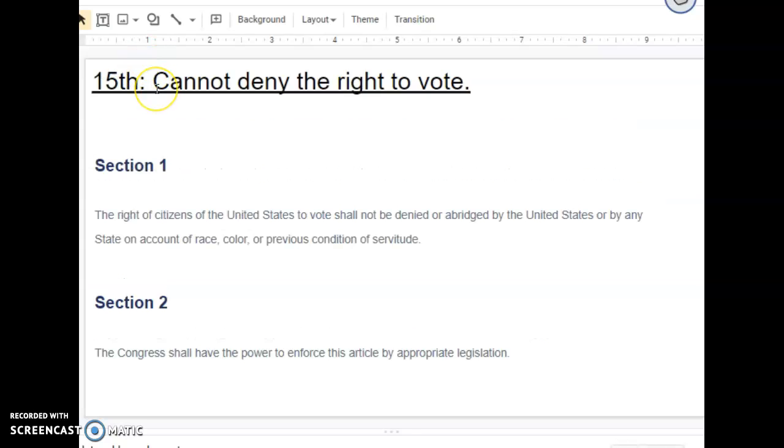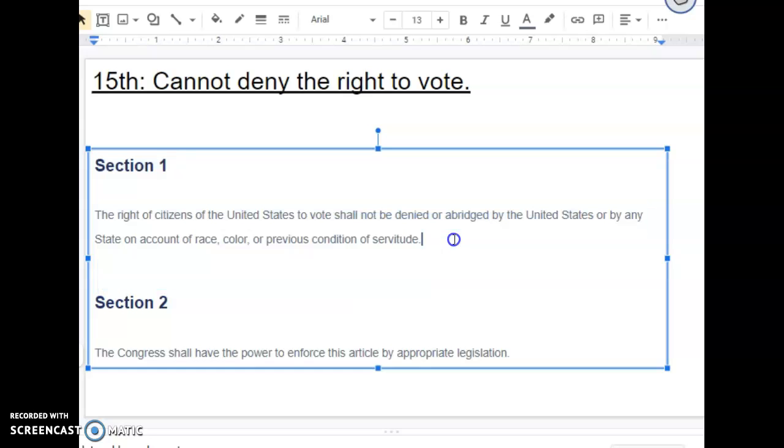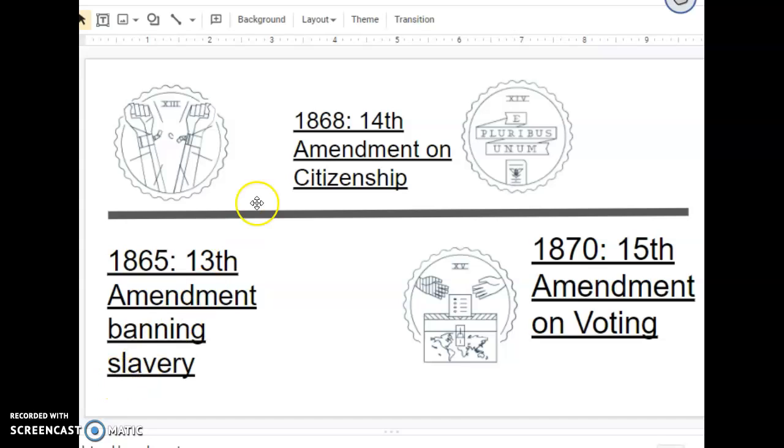And then we have the 15th Amendment, can't deny the right to vote. And then find one more detail. This was the amendment that said you can't deny the right to vote on race, color, or previous servitude, meaning you can't say just because they were a slave before they can't vote. We're going to see the South get around this using black codes and Jim Crow laws, however. Okay, make sure you have these 3 amendments written down if you didn't previously write them down.